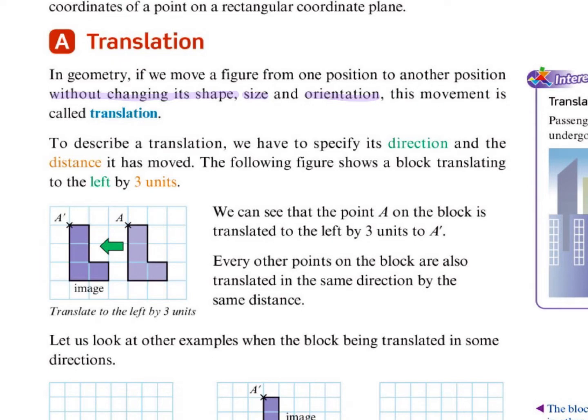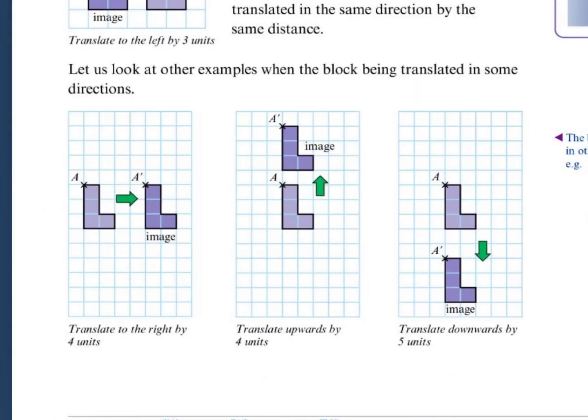The translation we're going to talk about is not only to the left, but also to the right, or upwards or downwards. Let's see. First, to the right, you can see the figure has the same shape and same size, but only at a different position. And the second example in the middle, translate upwards.